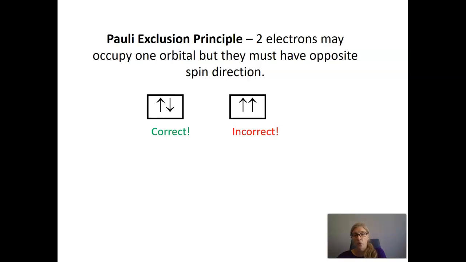But if we were to draw 2 arrows pointing in the same direction, then that would be incorrect. So if 2 electrons, which are symbolized by arrows, go in the same orbital, which is symbolized by a box, then they must be pointing in opposite directions, which indicates that they have opposite spin.